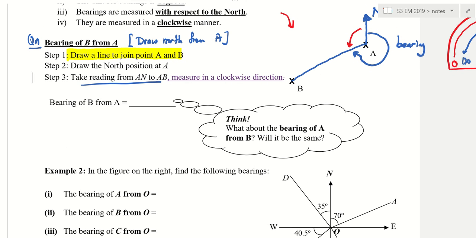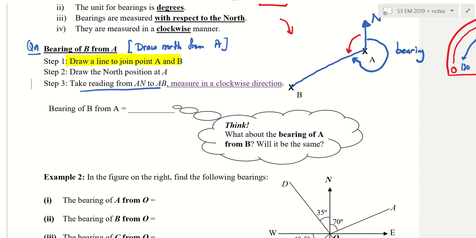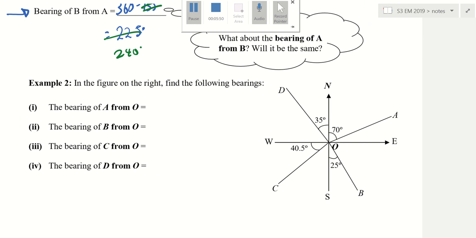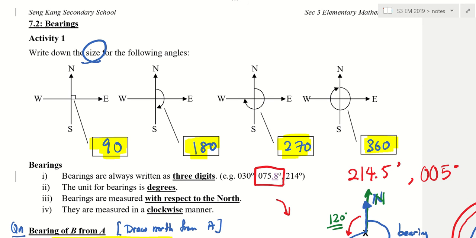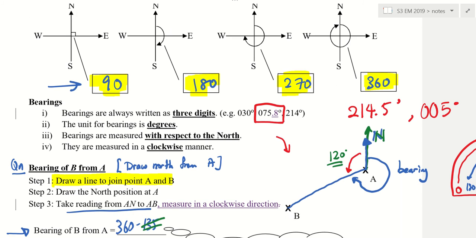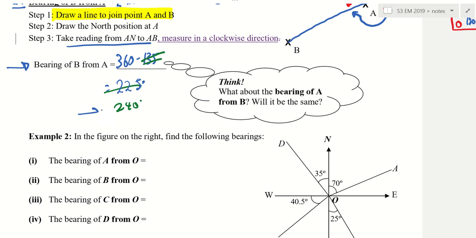Can you measure now using a protractor, Matthew? Tell me the bearing of B from A. Everyone else do the same. So the first four answers, please check: 90, 180, 270, 360. The answer here is 240.